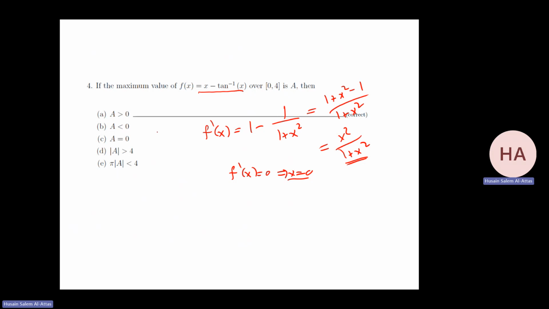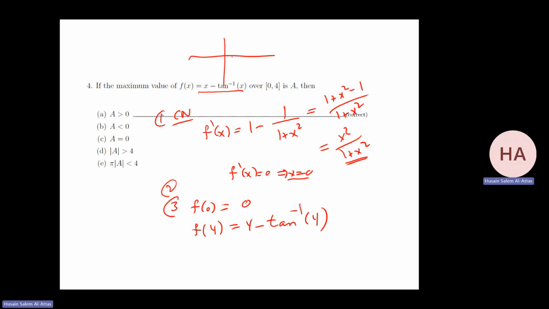So this is a critical number, which is actually an endpoint. So we'll treat it also as an endpoint. F at 0 is 0 minus tan inverse of 0, which is 0. F of 4 will be 4 minus tan inverse of 4. Yeah, I think we discussed that before. I can't do it again, this is a different video. Okay, this is minus pi over 2. This is pi over 2.